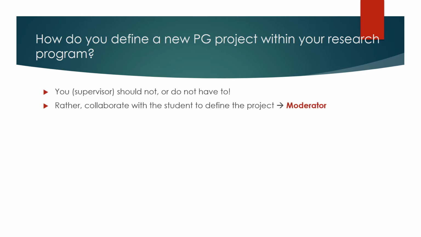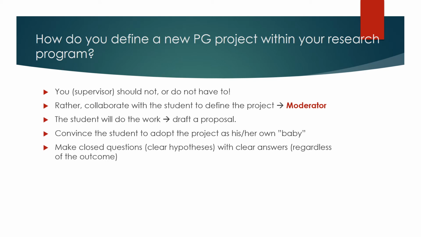So really, you as the supervisor should not, or do not have to. As I mentioned before, you should encourage creativity with trying new avenues of research. So rather collaborate with your student to define the project, and you will act as the moderator to ensure that this project still falls within the scope of your research program. The student will obviously do the work in drafting the research proposal and convince the student to adopt the project as their own. You need to guide your student, though, to make closed questions with clear hypotheses and clear answers, regardless of the outcome.